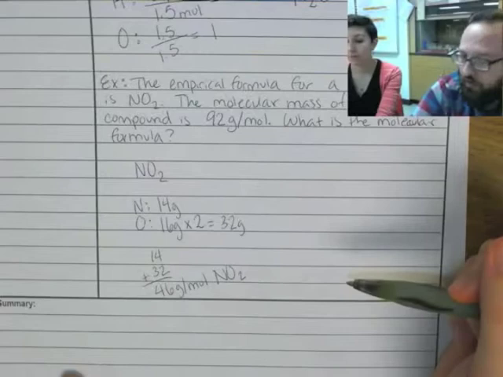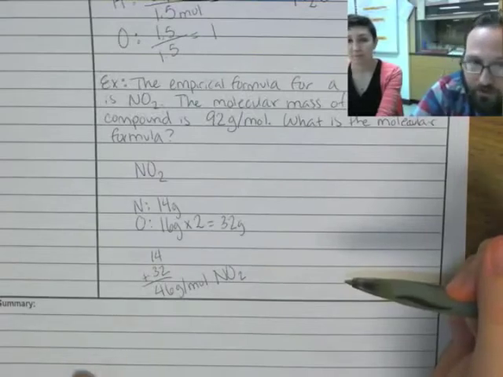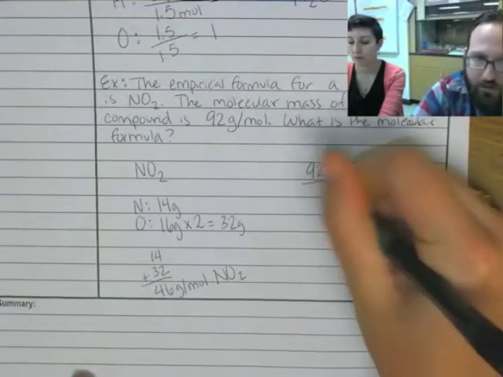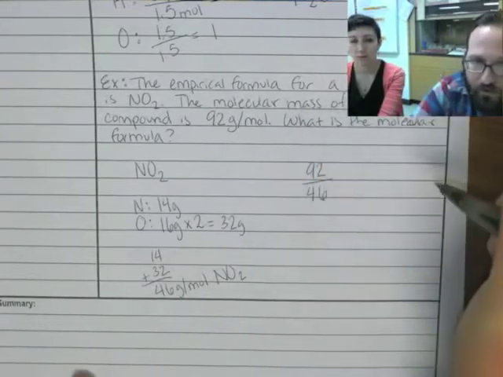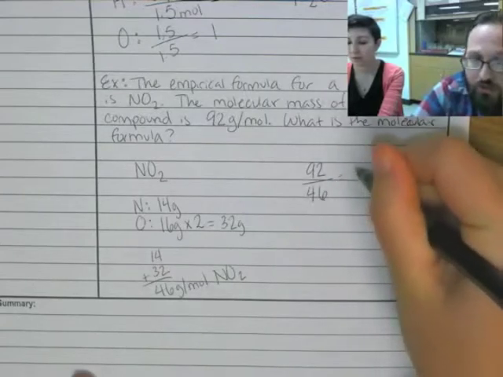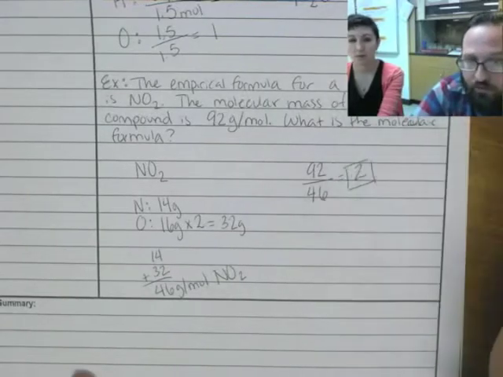So we know the molecular mass of the real molecule is 92. We're going to take that and divide it by the molar mass of our practice one. Okay. And we divide those two and we'll get 2. So that means in our real molecule we have 2 NO2s.